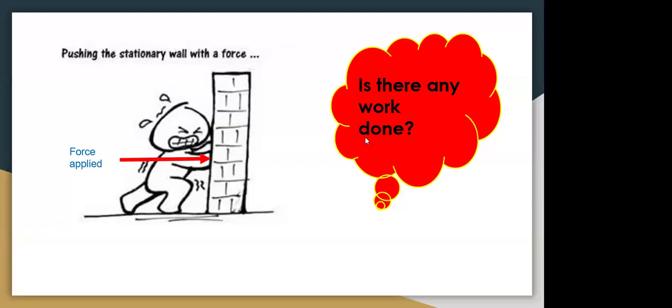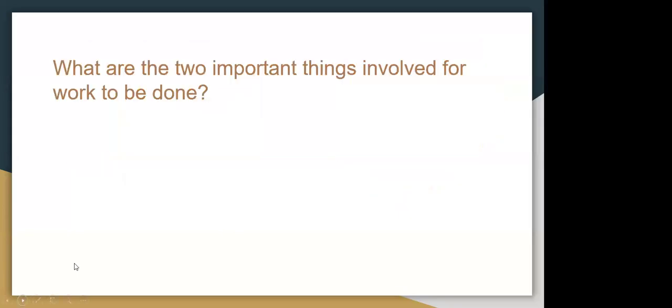Okay, there is no work being done, much as the gentleman is putting in a lot of energy and is pushing, but what is being pushed is not moving. So the force is being applied, but there is no movement. And wherever there is no movement, it means that work is not being done. So that one is very important. For this, we shall say there is no work done because the force is being applied, but there is no movement. Okay, now, by show of hands, what are those two important things involved for work to be done?